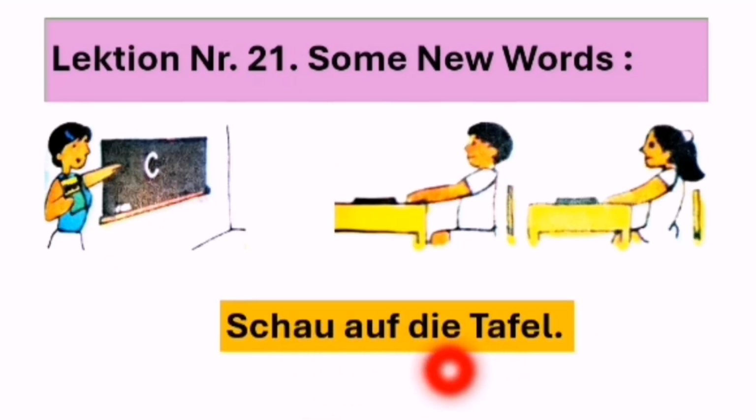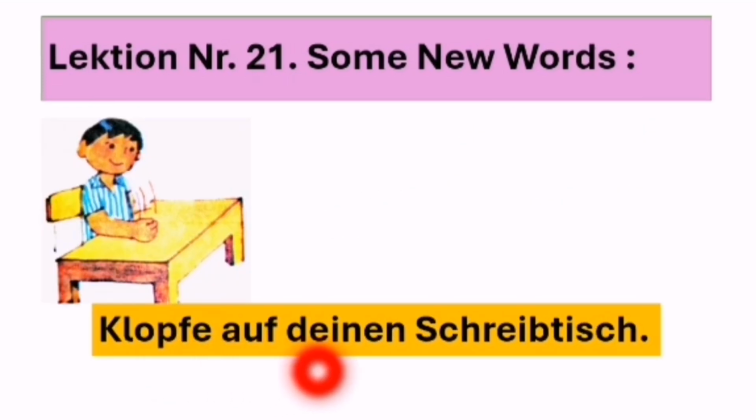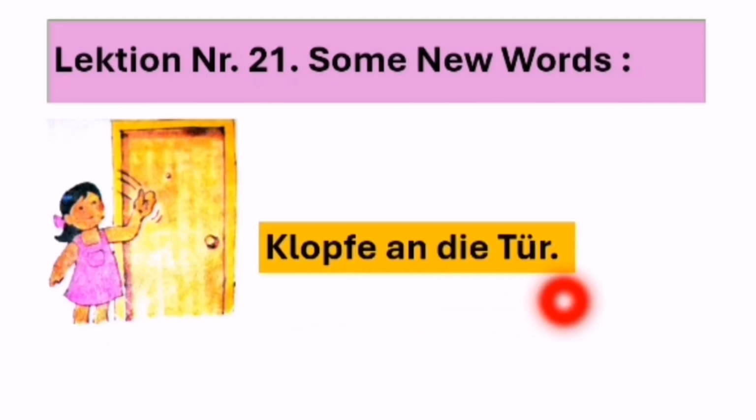Schau auf die Tafel. Look at the board. Klopfe auf deinen Schreibtisch. Knock on your desk. Klopfe auf, knock. Deinen Schreibtisch, your desk. Klopfe an die Tür. Knock on the door. Klopfe an. Knock on die Tür, the door.